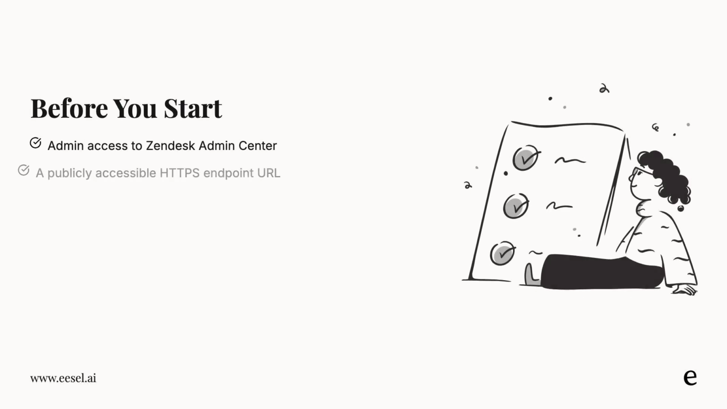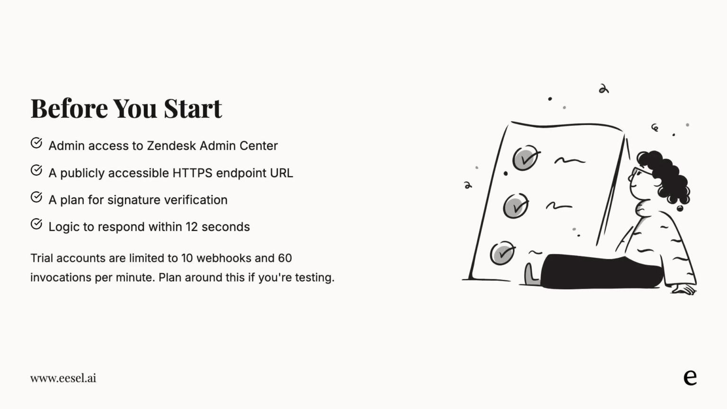Before configuring anything, make sure you have admin access to Zendesk Admin Center, a publicly accessible HTTPS endpoint, a plan for signature verification, and logic that responds within 12 seconds. On trial accounts, you're capped at 10 webhooks and 60 invocations per minute. Plan around this if you're testing.